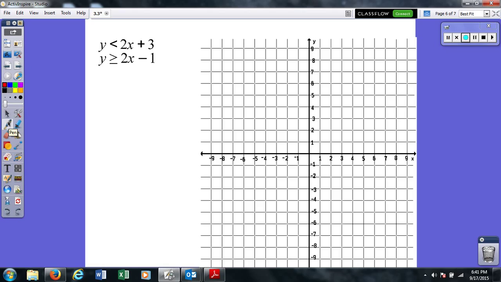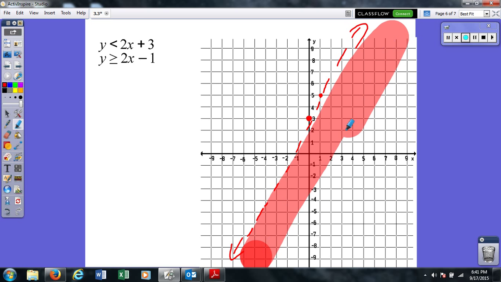All right, let's graph this one. You may notice right off the bat that these are also parallel lines. So you might think there's no solution here, but let's graph it and see what happens. All right, so the first one has a y-intercept of 3, slope of 2, so we're going to get something like this. And then what we do is we shade below, because we have y is less than, so we want things underneath the graph.